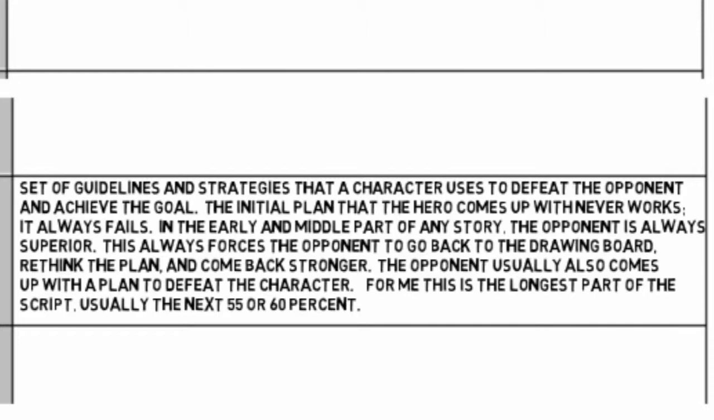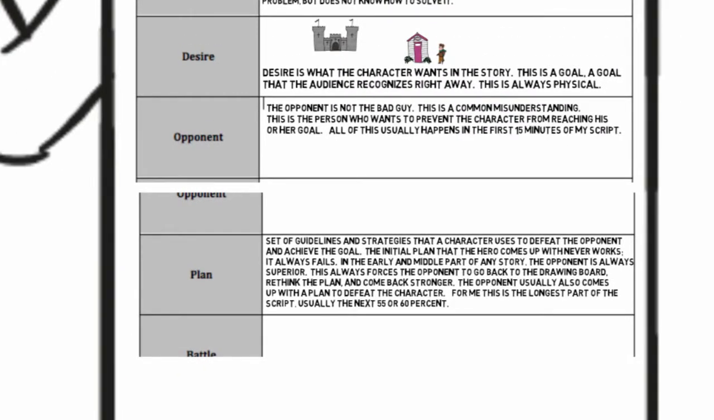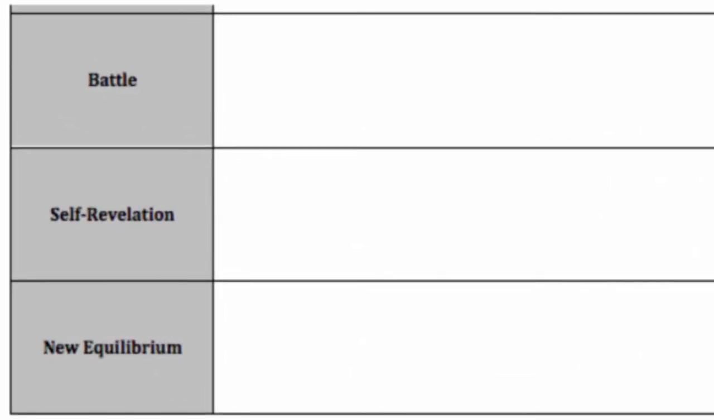The opponent usually comes up with a plan to defeat the character. For me, this is the longest part of the script and usually lasts for the next 55 or 60% of the story. Finally, we get to the battle, the self-revelation, and the new equilibrium.